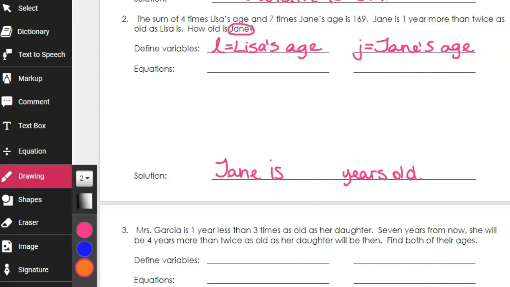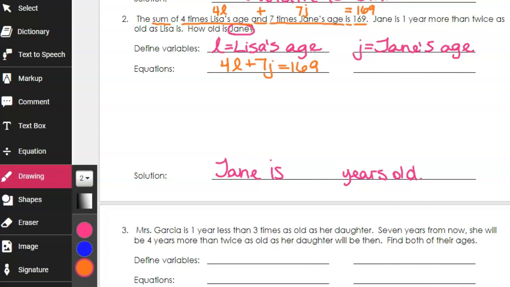Step 2, after I define my variable, is to write each equation. So the first equation says the sum, that means adding, of 4 times Lisa's age, so 4L, and plus 7 times Jane's age, so 7J, equals 169. So there's my first equation. 4L plus 7J equals 169.